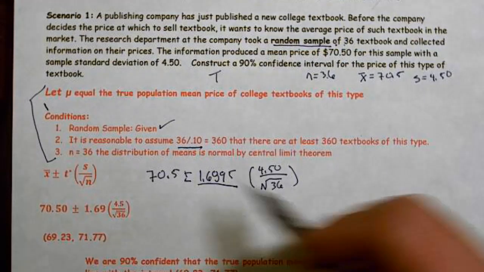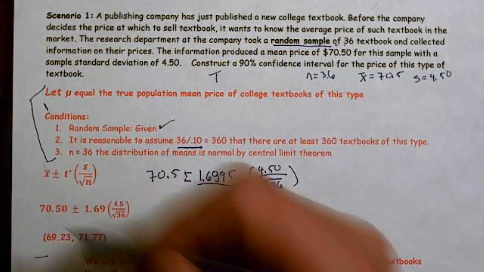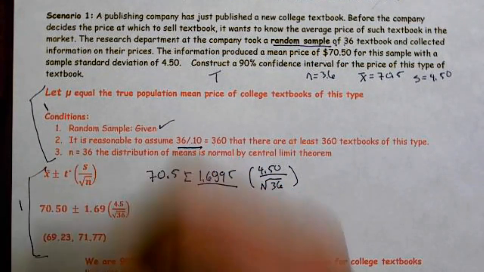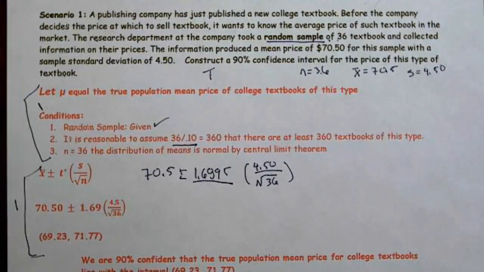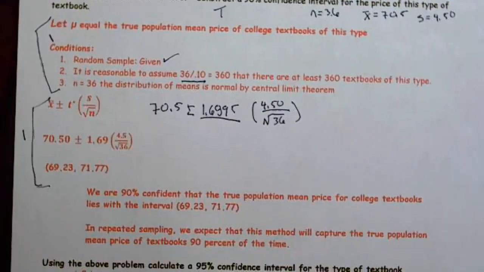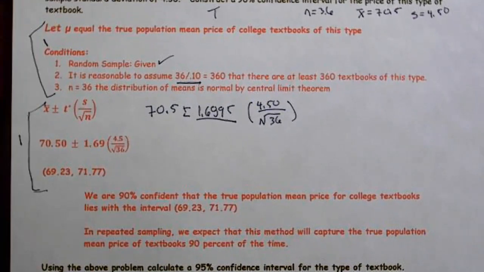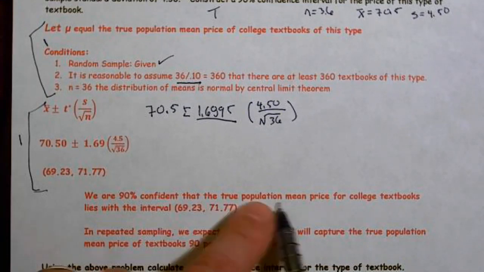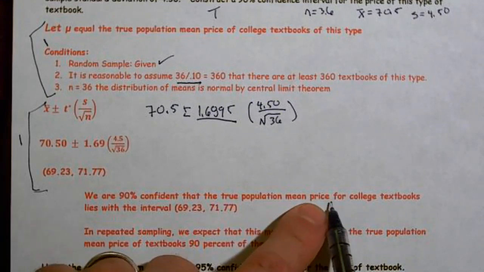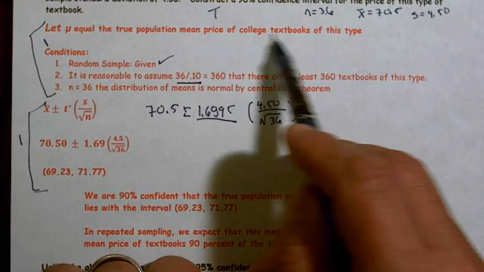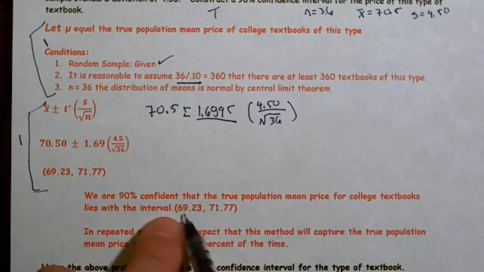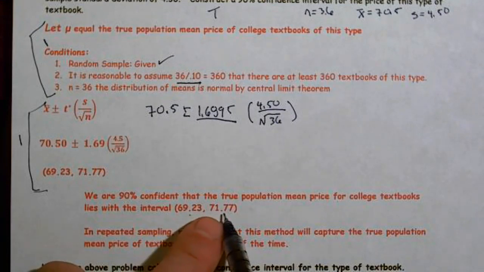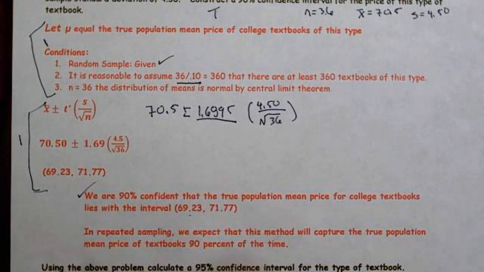And by the way, this part right here typically is only worth 1 point. So all this work right here is typically worth 1 point. Then we have to state our conclusion, which is worth a point. In this case, we are 90% confident that the true population mean price for college textbooks lies within the interval 69.23 to 71.77. And that will get me full credit for that part.